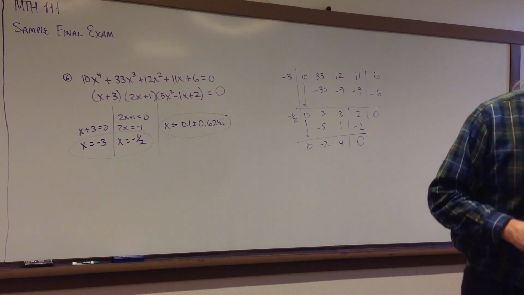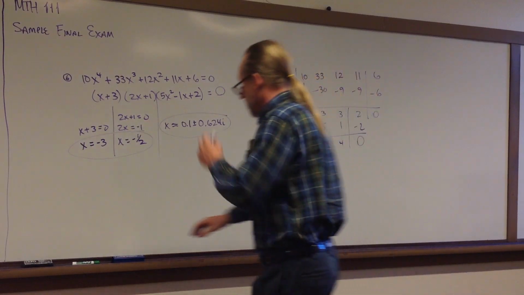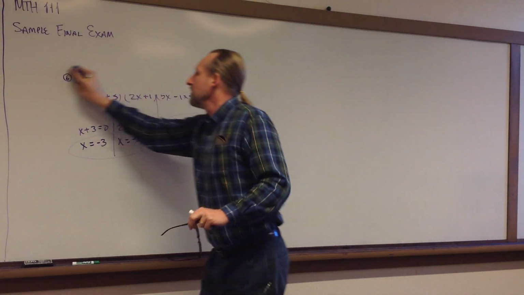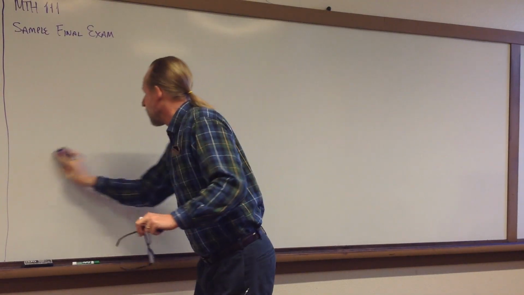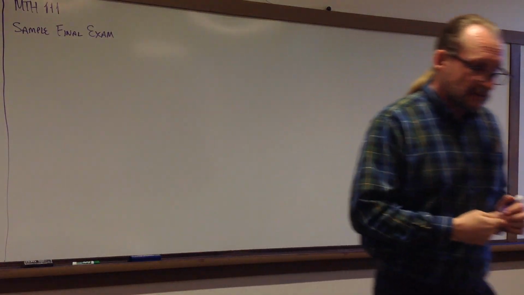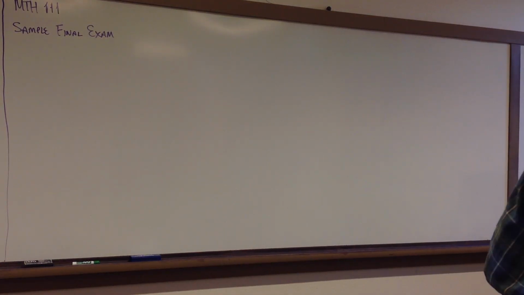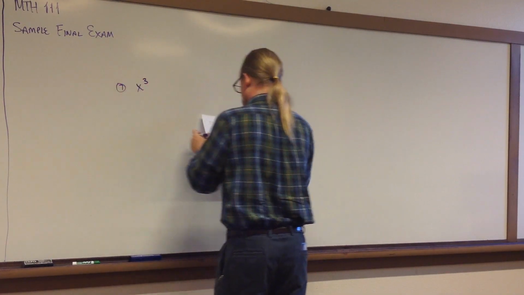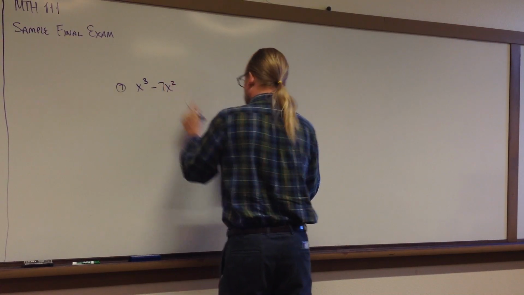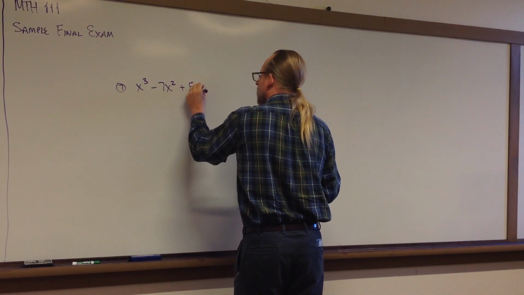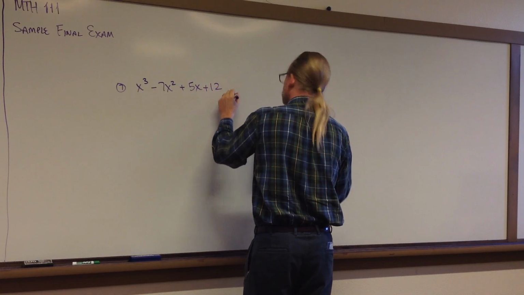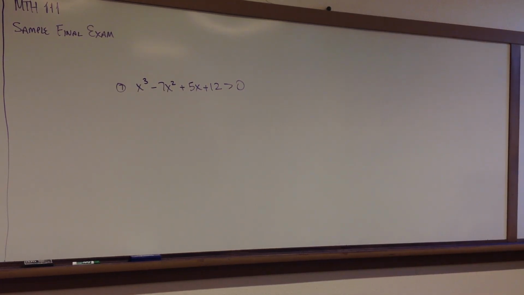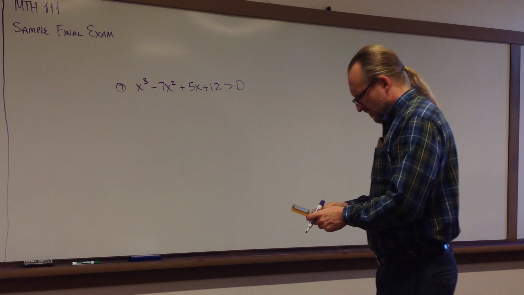All right, let's see here. Problem 7. This is one of these polynomial inequality problems. Let's see what we're working with here. X cubed minus 7x squared plus 5x plus 12. And we want to know where that is going to be greater than 0. Okay, so let's go ahead and graph this.